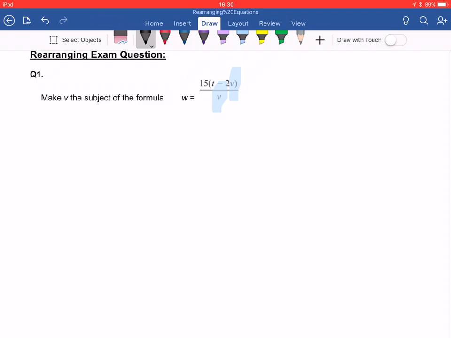Let's get the first mark by getting rid of the denominator. Because we are dividing by V, the way to cancel that out would be to multiply by V. So these V's are going to cancel out. On the left-hand side of the equal sign, I'm going to have VW. The V's are cancelled, so all I've got left now is the numerator, which is 15t minus 2v. Hopefully 1 mark.